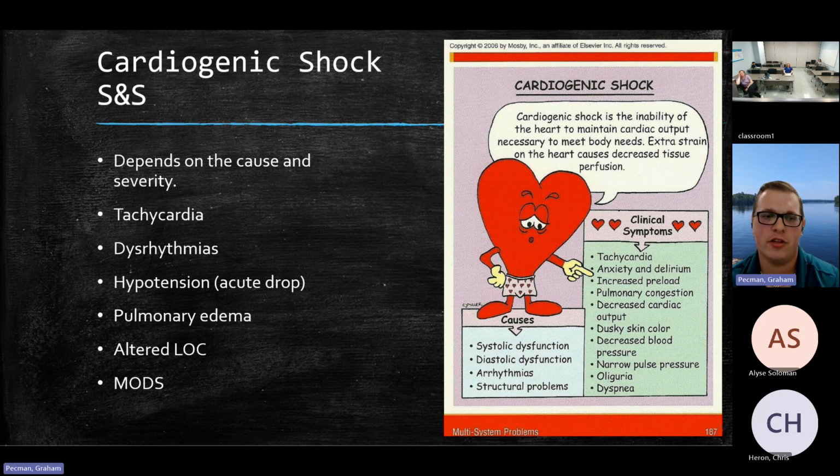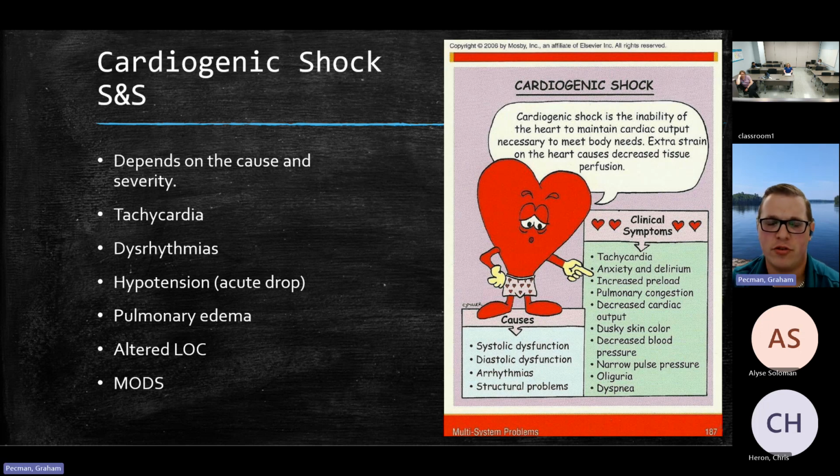So it obviously depends on the cause and the severity of the shock. You're going to have either bradycardia or tachycardia, whatever's causing that cardiogenic shock in the first place, or you can have dysrhythmias as a result of the pump failure or causing the pump failure. But the key is you can have hypotension associated with this. So it's dramatic, it's an acute drop in blood pressure. Unlike hypovolemic shock, there isn't this progression of things. It's just sudden, severe hypotension, often life-threatening.